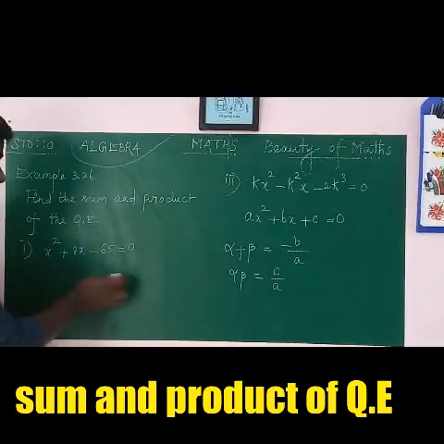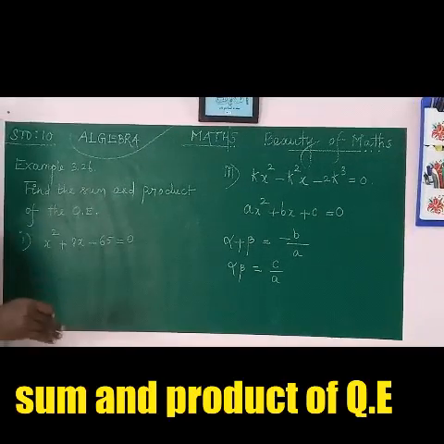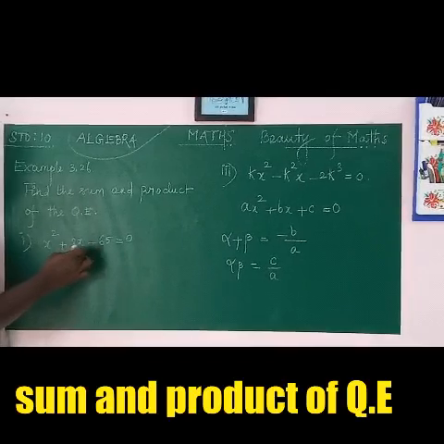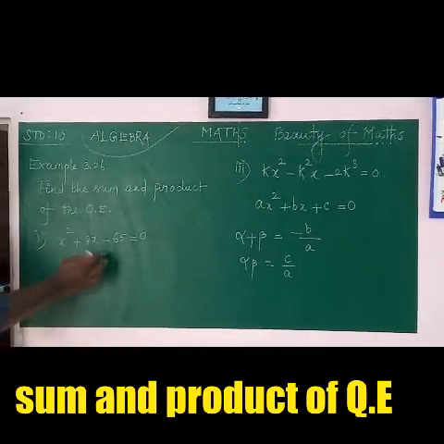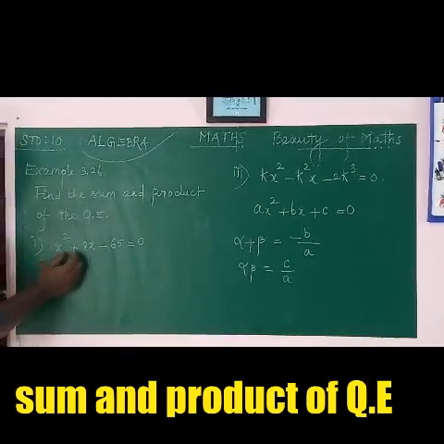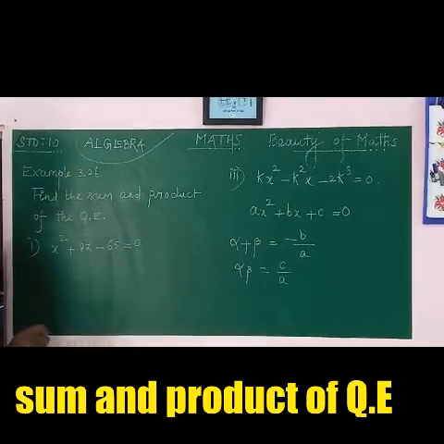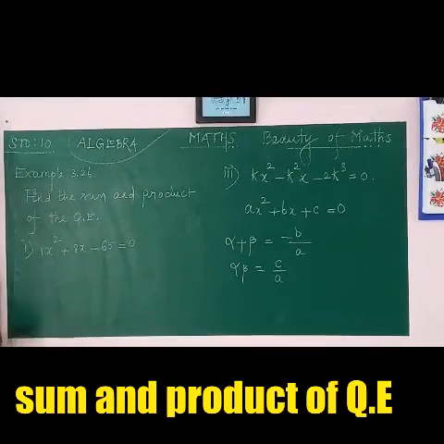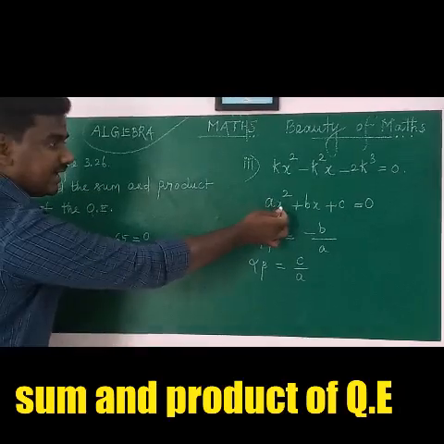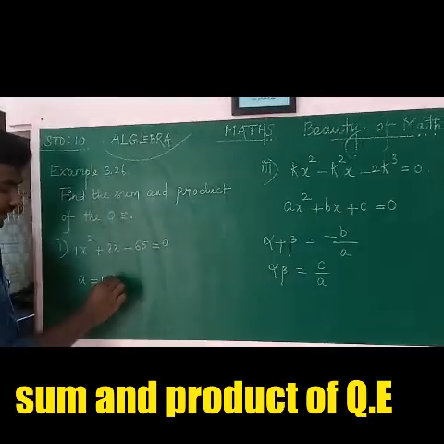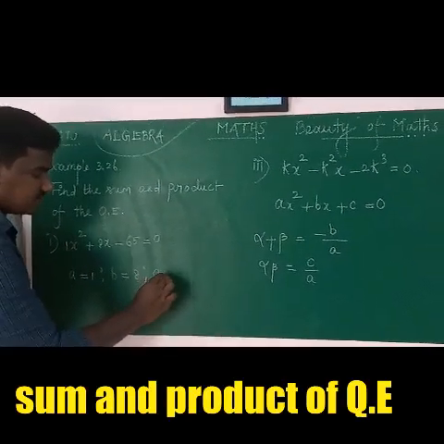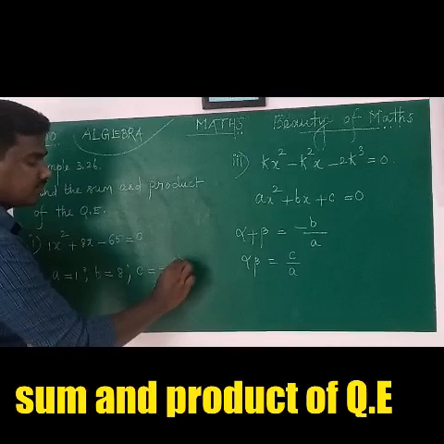First we verify whether it is in the form of ax square plus bx plus c equal to 0 or not. Let us verify. x square plus 8x minus 65 equal to 0. This is the quadratic equation of variable x. So x square, x, constant term. So it is in the standard form. The x square coefficient is 1, so a, the coefficient of x square, is equal to 1. The coefficient of x, b, is 8. And the constant term c is equal to minus 65.